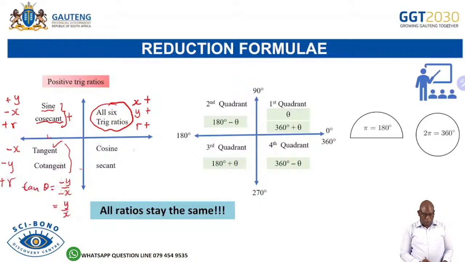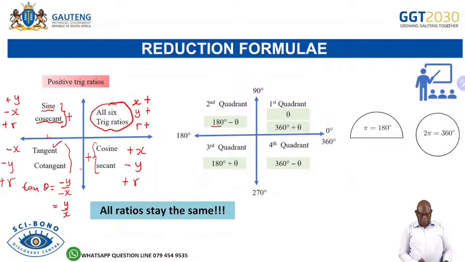If I look at the cos, this side, x is positive, y is negative, r is always positive. So the only one that is going to be positive in this quadrant is cos, because it uses the x, and the x on this side is positive. Right. So now, when we look at the reduction formula, we look at this.